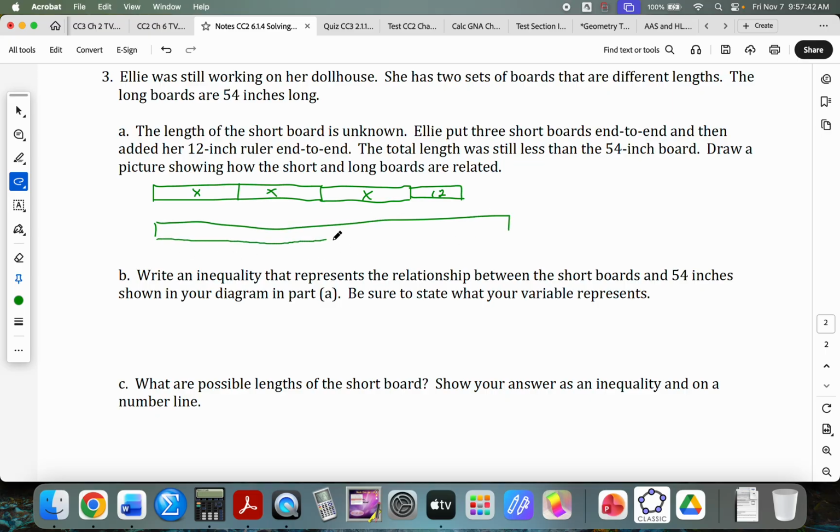Do we know how much shorter? No. Nope. But we know it's at least some shorter. Yes. This is 54 inches. And this is 12 inches. So my inequality then would be, well, I've got 3 x's plus I've got a 12. Has got to be less than 54.